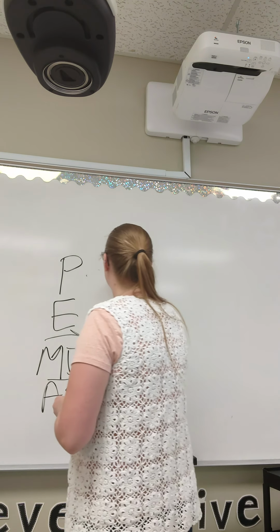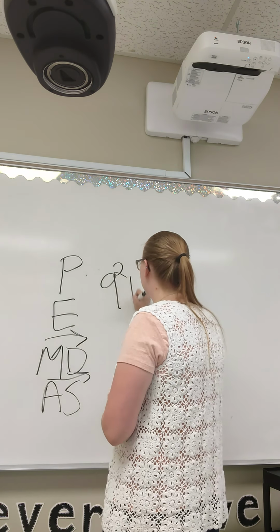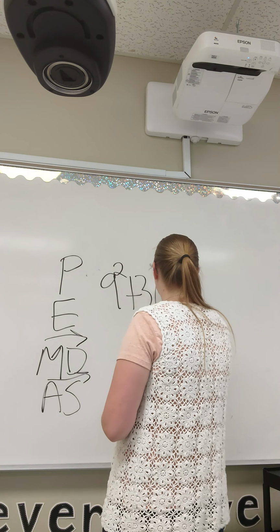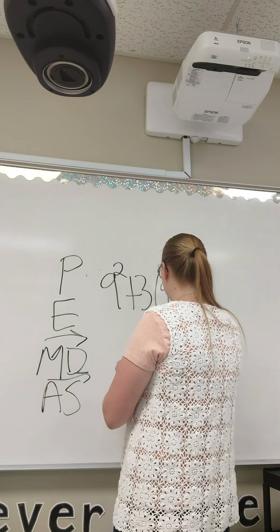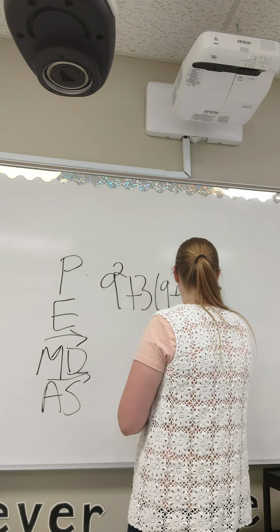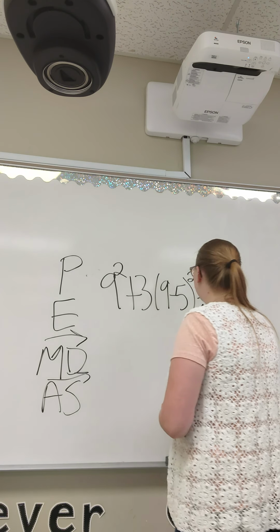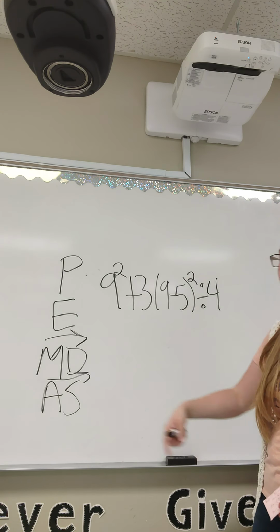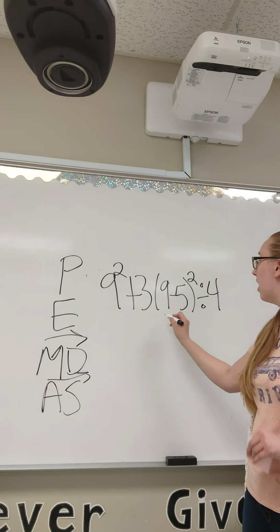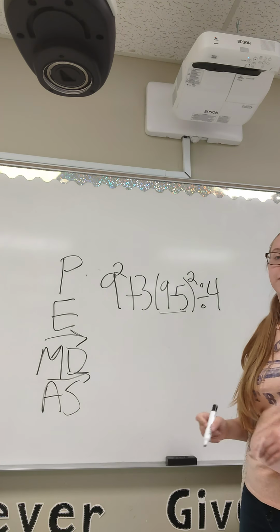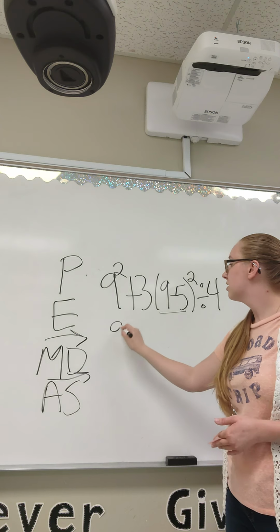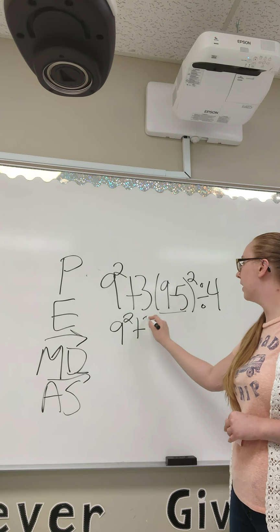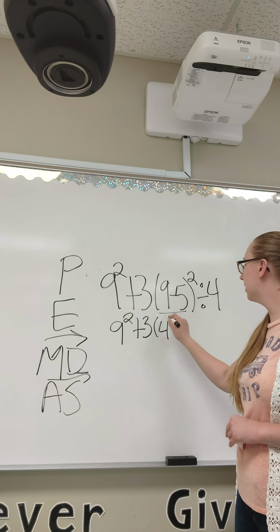I have 9 to the power of 2 plus 3 times (9 minus 5) to the power of 2 divided by 4. Our first step here is parentheses. Our parentheses is 9 minus 5. Not so bad. So then we're going to rewrite the entire equation. Keep your parentheses.